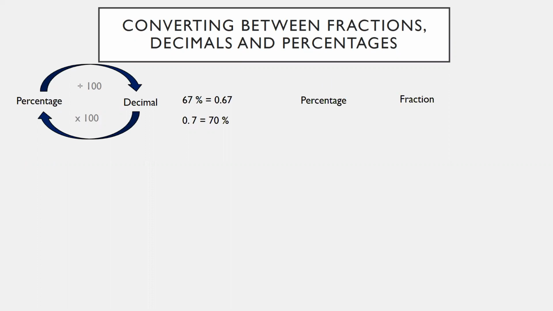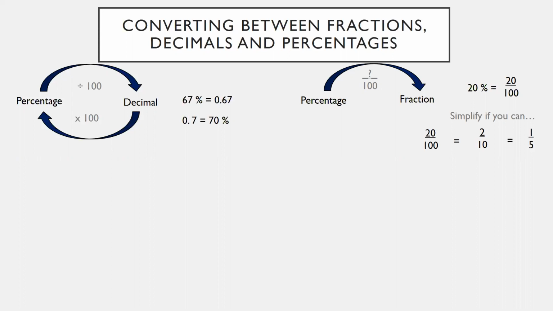If I want to get from a percentage to a fraction, I just put the number out of 100. So if I have 20%, I'm just putting this out of 100. So that becomes 20 out of 100. And then remember to simplify if you can. So 20 out of 100, well, I can divide both of these numbers by 10. So that would give me 2 over 10. And I can simplify this down again. I can half them both. I can divide them by 2, and that gives me 1/5. So 20% would be the same as 1/5.